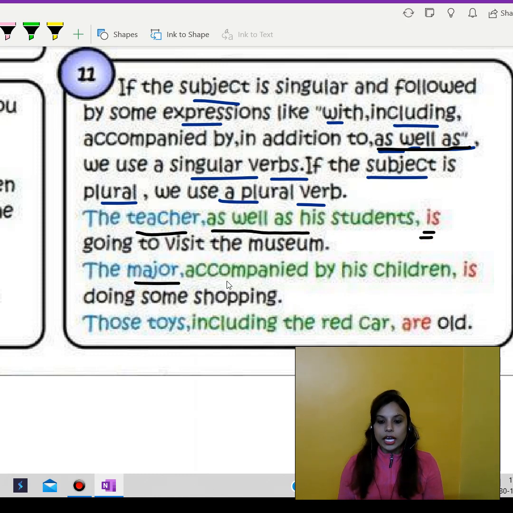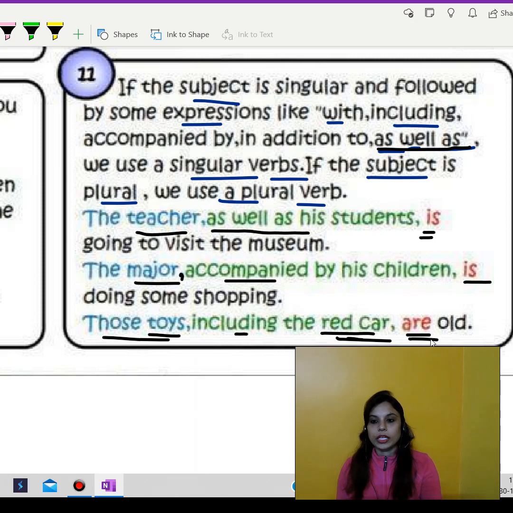The major, there is a comma. The major, accompanied by his children, is doing some shopping. So is, because the major is only one person. Those toys, including the red car, are old. So we are not considering only one red car, but we are focusing on toys. And hence we are putting are, because toys means plural and we should be using are instead of is, because toys are plural.